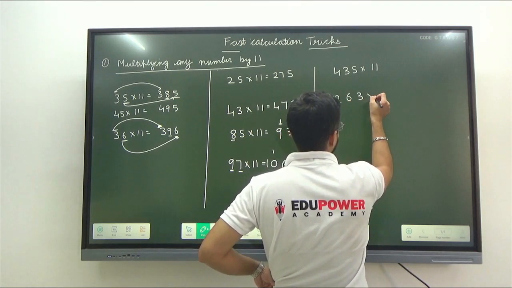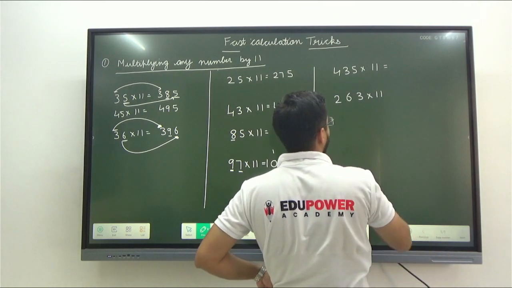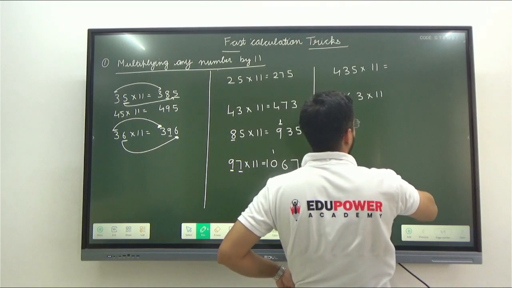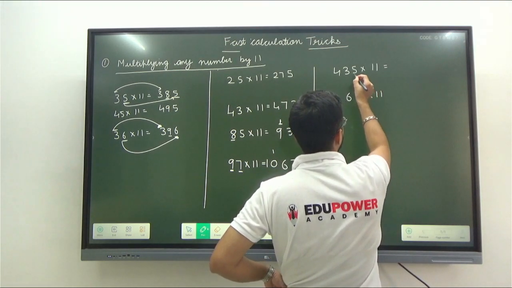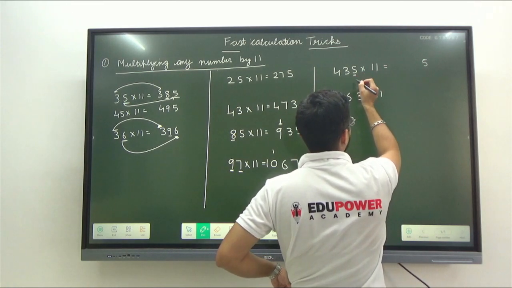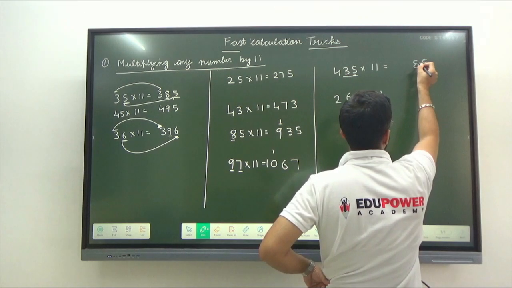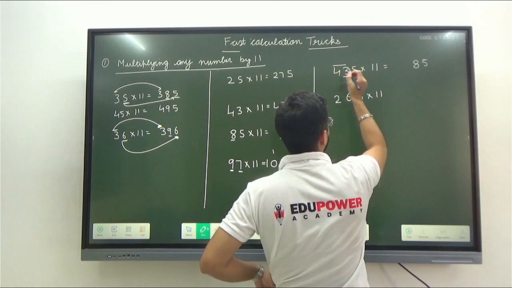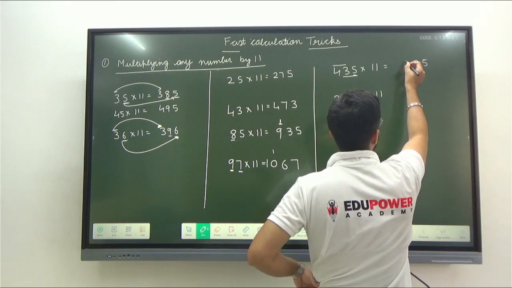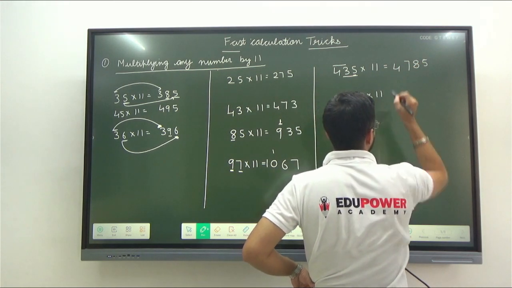263 into 11. How do I calculate it? 435 into 11. See, 5 here I keep. Next is 5 plus 3, 8. So I will write 8. Next is 4 plus 3, 7. So I will write here 7, and at the end 4 I am going to copy here as it is.